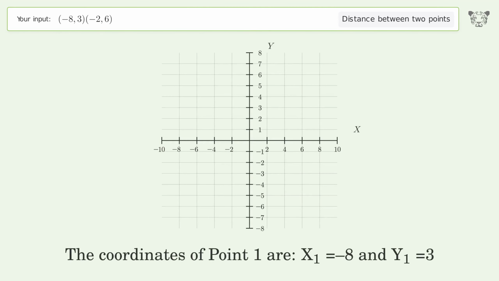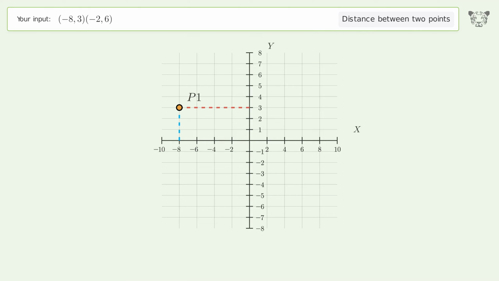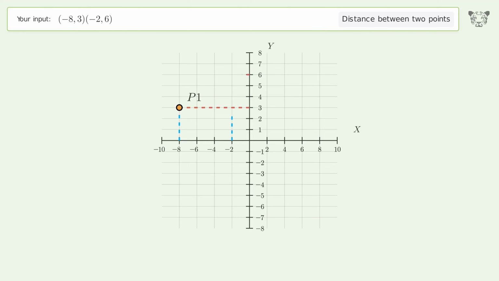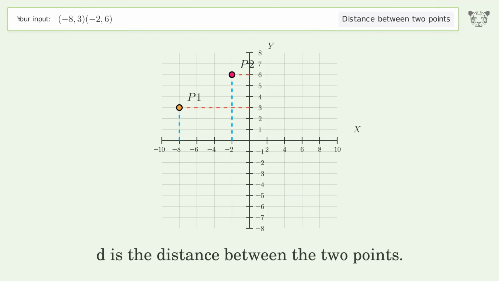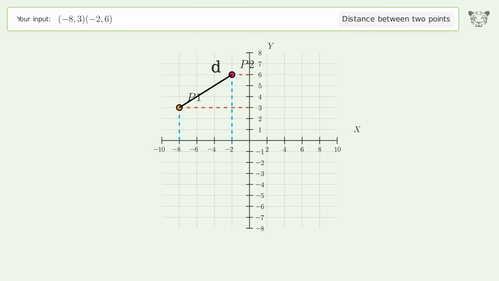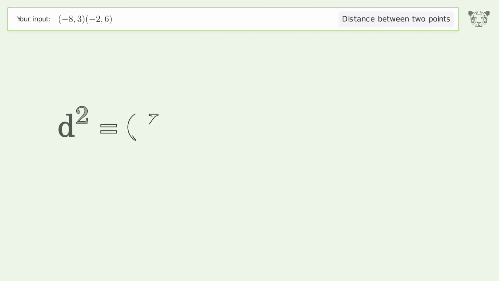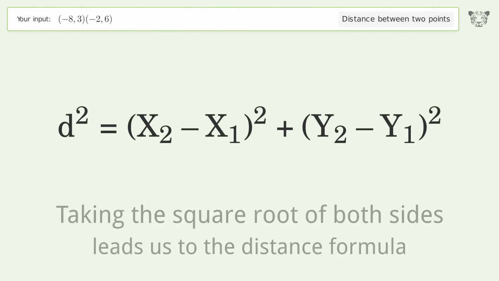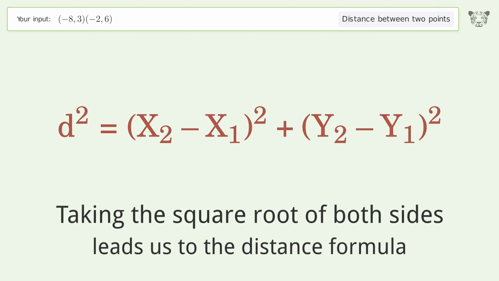The coordinates of point 1 are, x1 equals -8 and y1 equals 3. The coordinates of point 2 are, x2 equals -2 and y2 equals 6. D is the distance between the 2 points. The Pythagorean theorem tells us that taking the square root of both sides leads us to the distance formula.